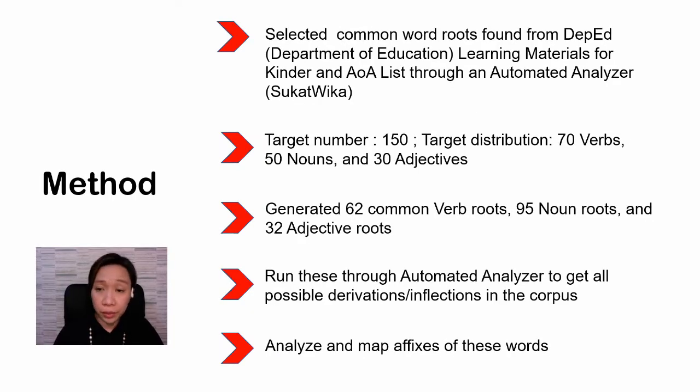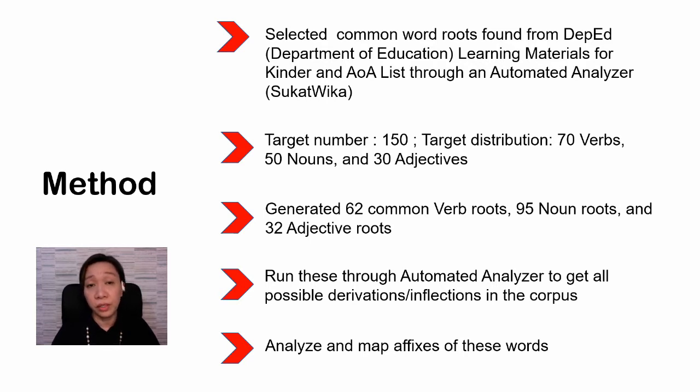For the process, we selected the common word roots found from the Department of Education Learning Materials for Kindergarten and the Age of Acquisition word list through Sukatwika, an analyzer that provides word and text level metrics. The target total number for this analysis is 150, with the target distribution of 70 verbs, 50 nouns, and 30 adjectives. Initially, we generated only 62 common verb roots. We generated 95 noun roots and 32 adjective roots.